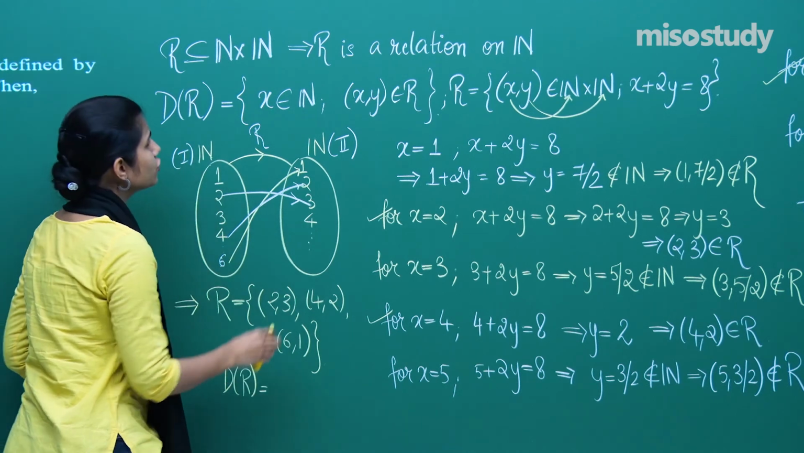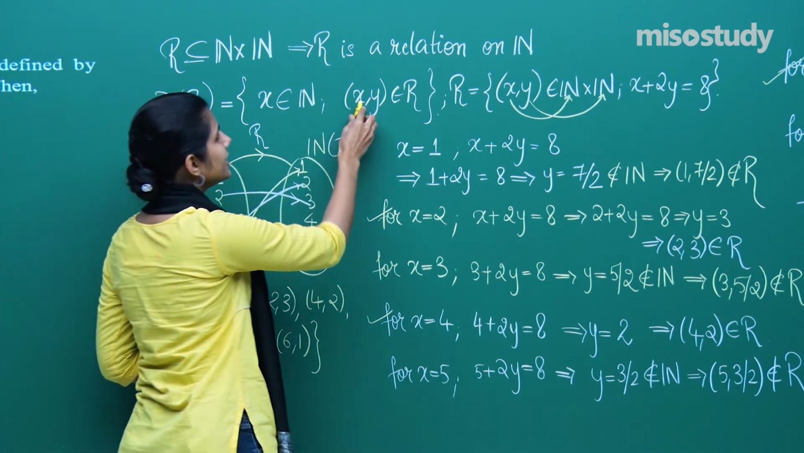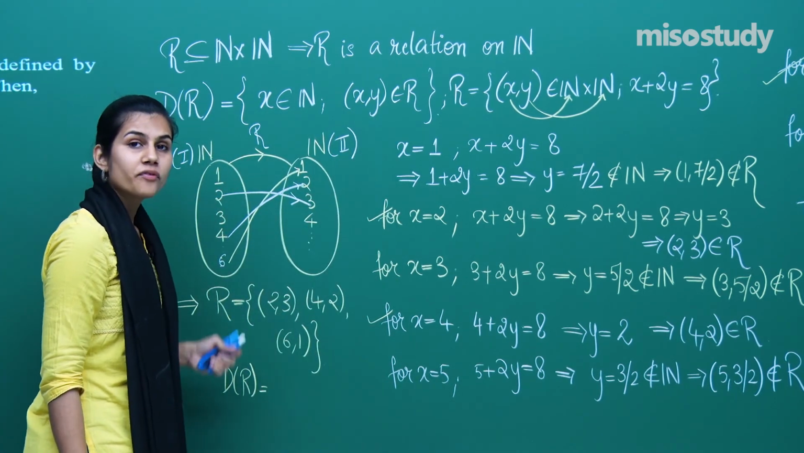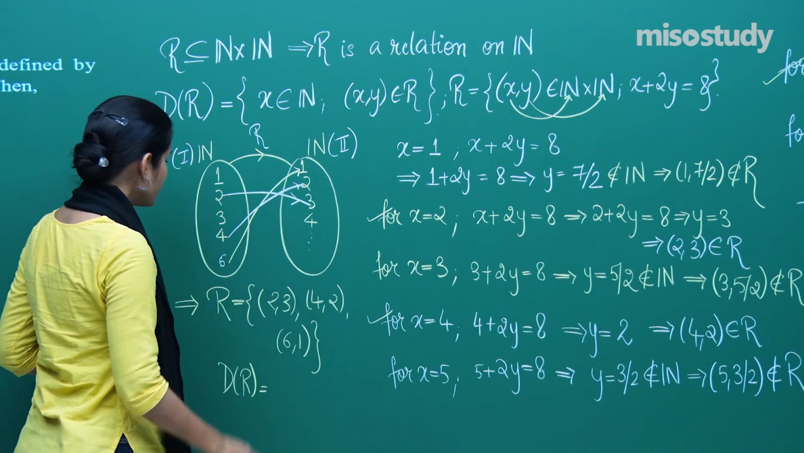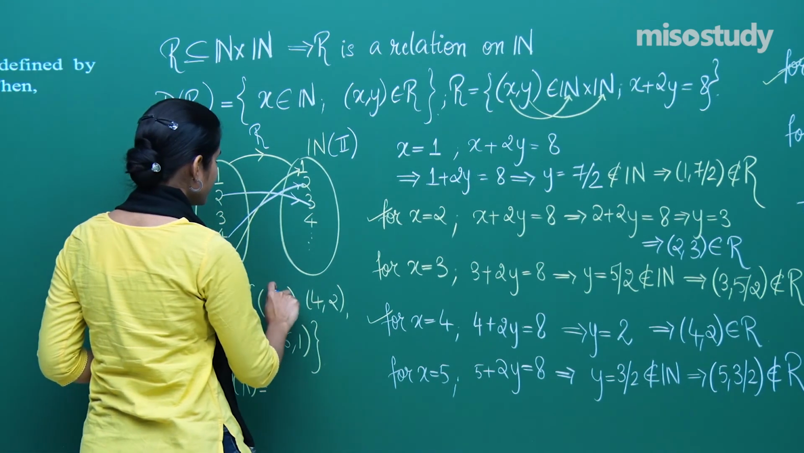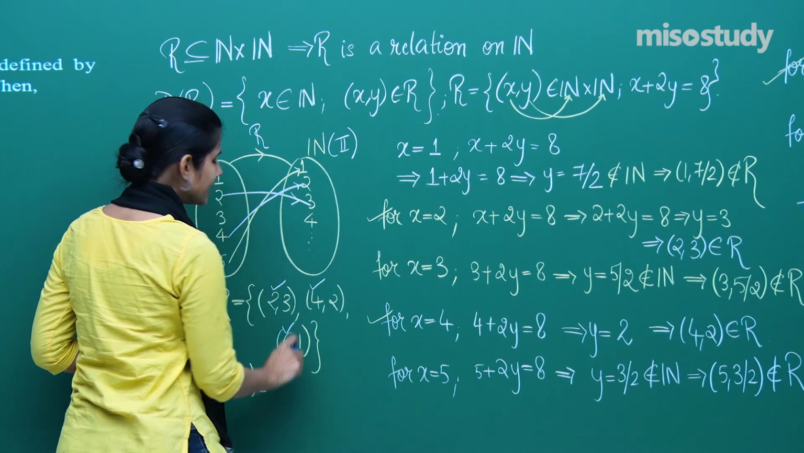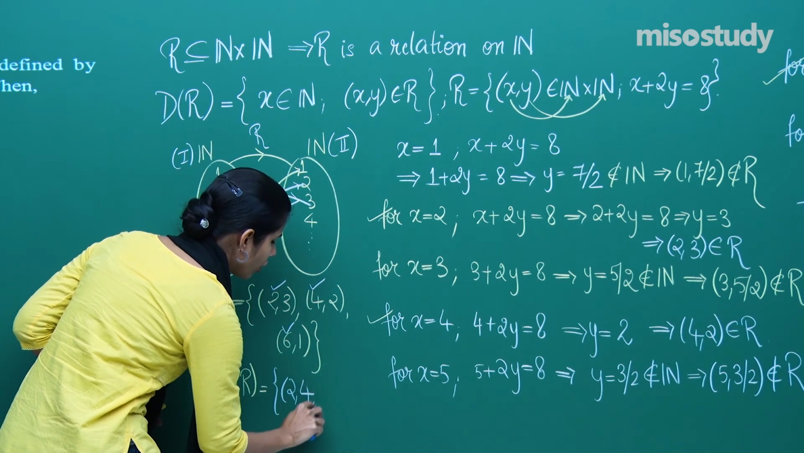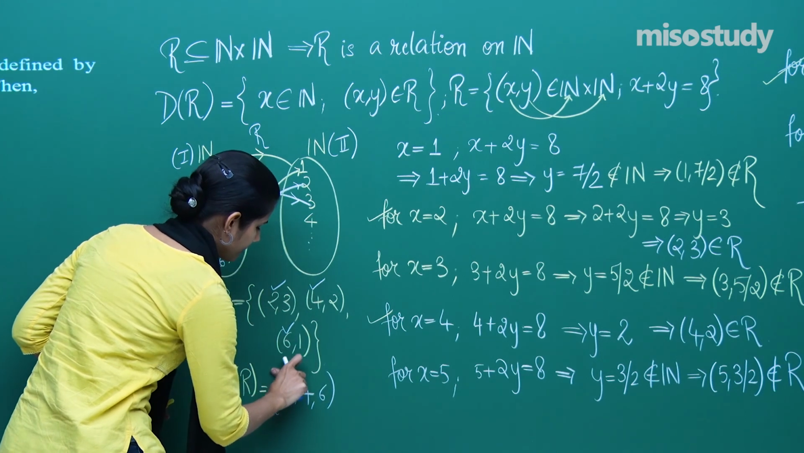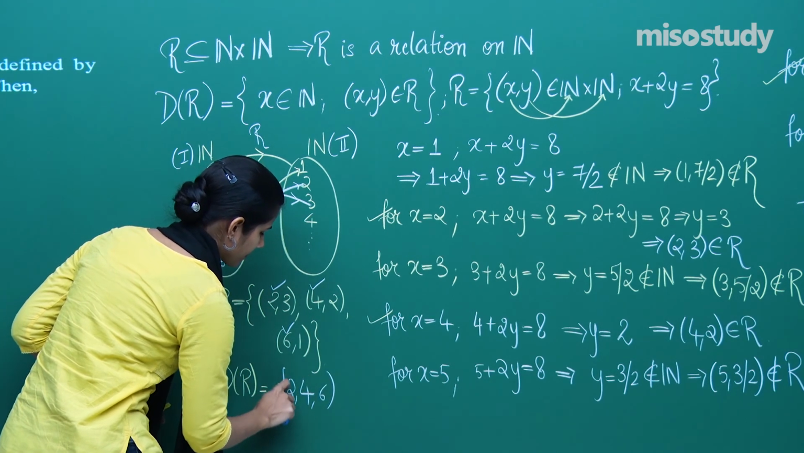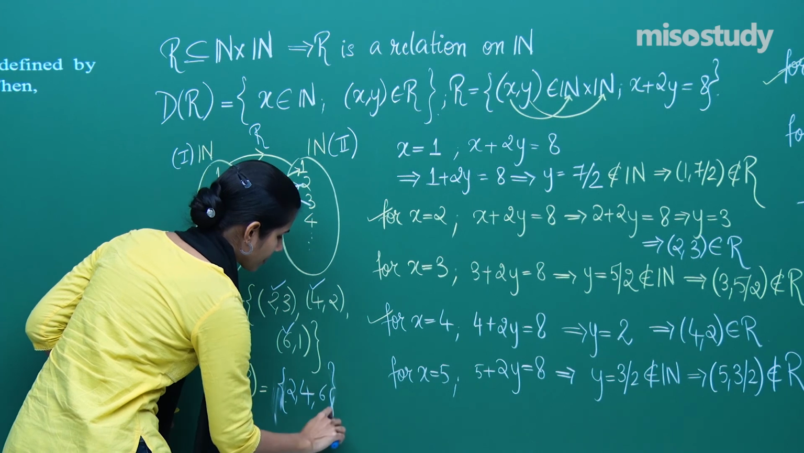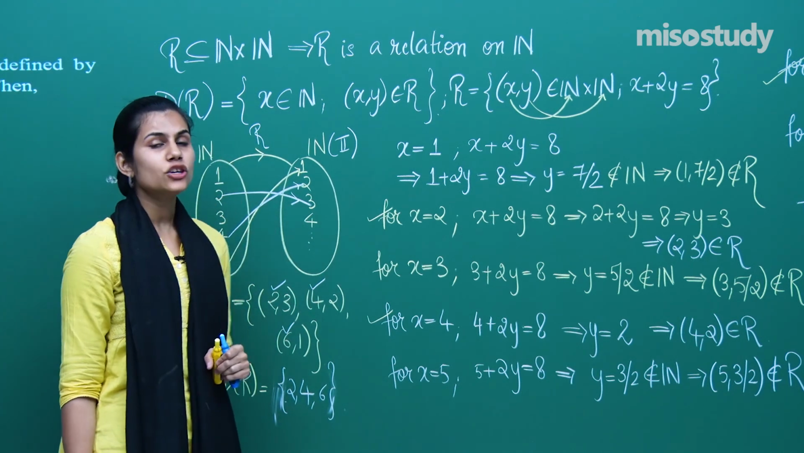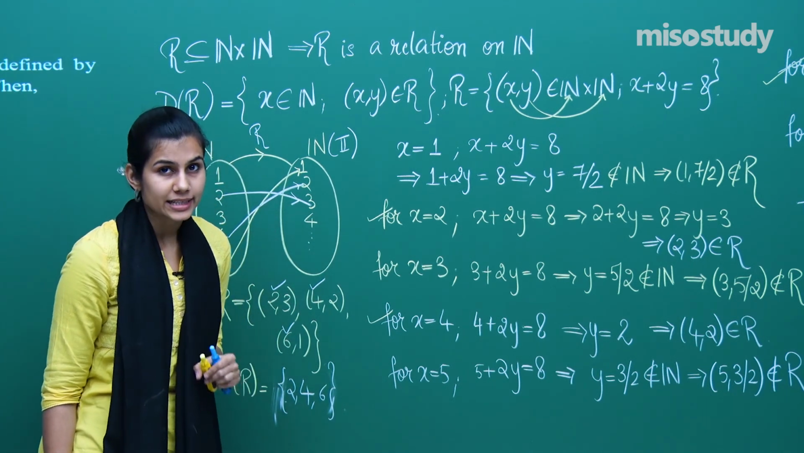when I have already told you that inside the domain we just collect the first components of the entire relation. So the first components happen to be here as 2, 4 and 6, and that is what is my domain of R. The set consisting of 3 members, 2, 4 and 6.